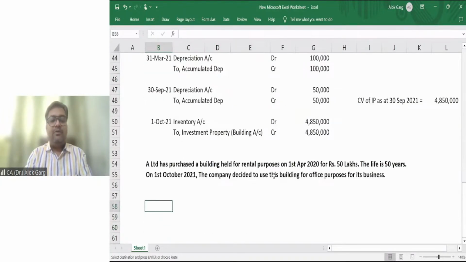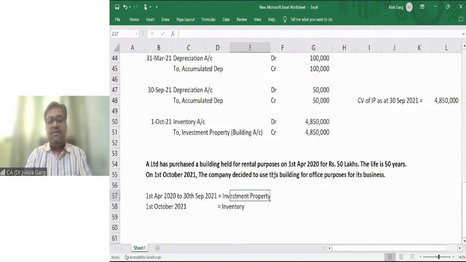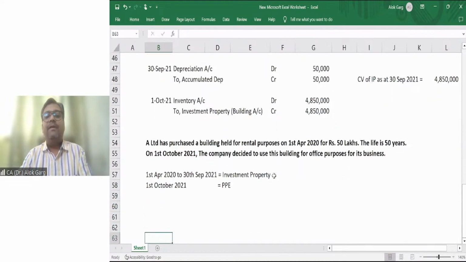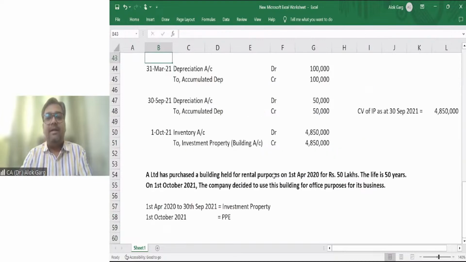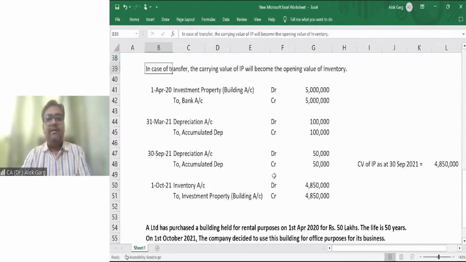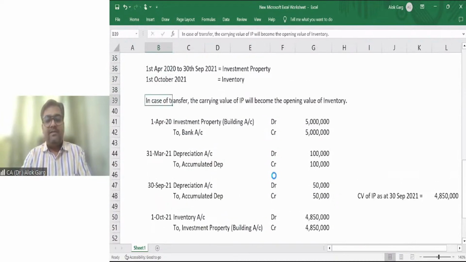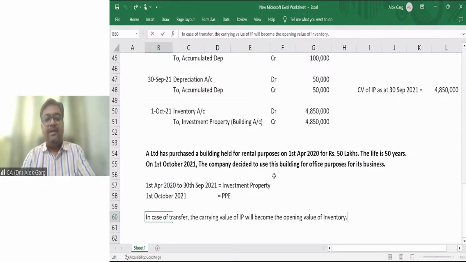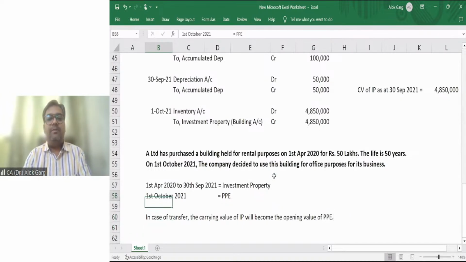from 1st April to 30th September 21, this is an investment property. From 1st October 21, what is the classification? What is the classification from 1st October 2021? It will become PPE, property, plant and equipment. Again, in case of transfer, carrying value of IP will become the opening value of PPE.